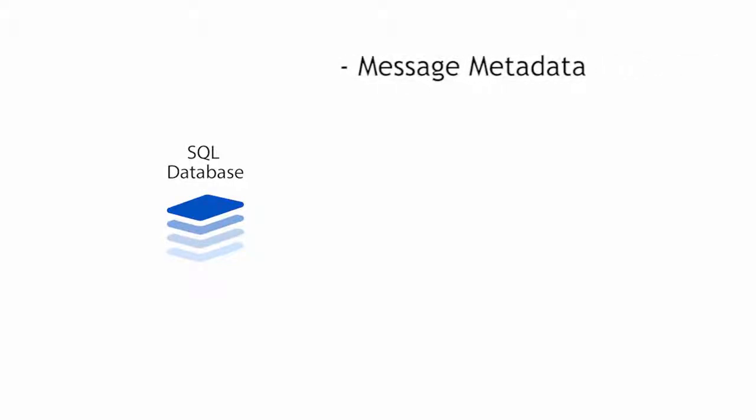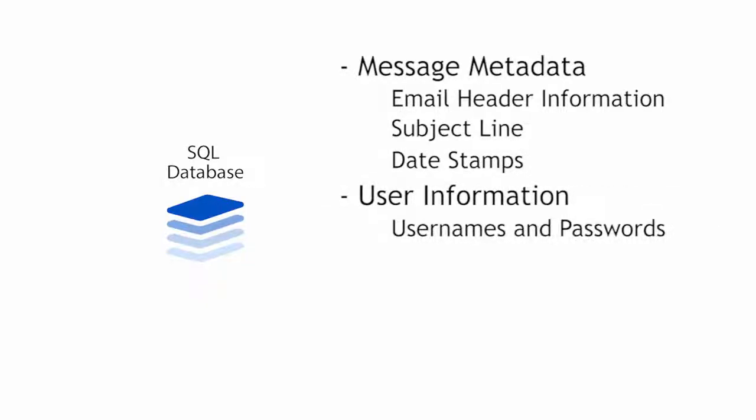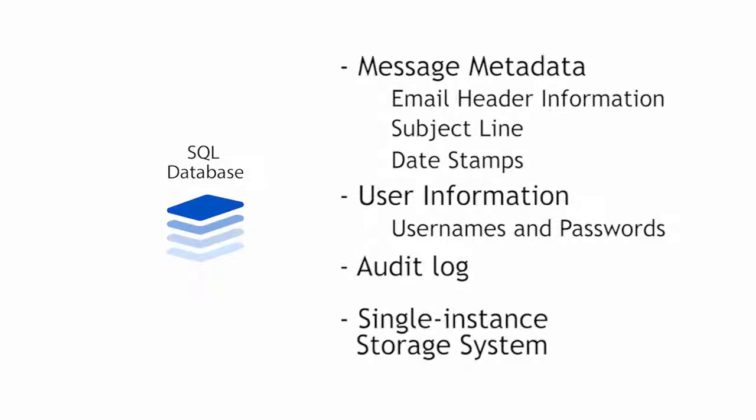This database stores all the message metadata, such as email header information from the subject line to the date stamps. It also hosts user information, such as usernames and passwords. The audit log is also stored in this database. It also runs our single instance storage system. All messages in Retain are deduplicated through the use of our single instance storage system so that if multiple end users have the same copy of a message, Retain only stores that message one time on disk. Pointers are created in the SQL database for the users who have that specific message in their archive.